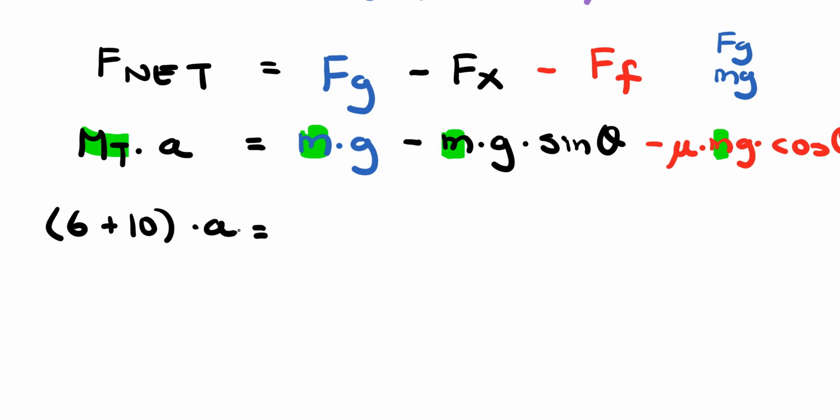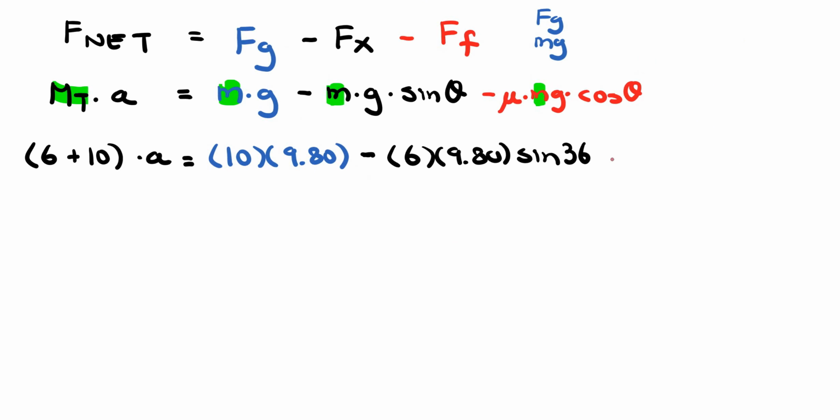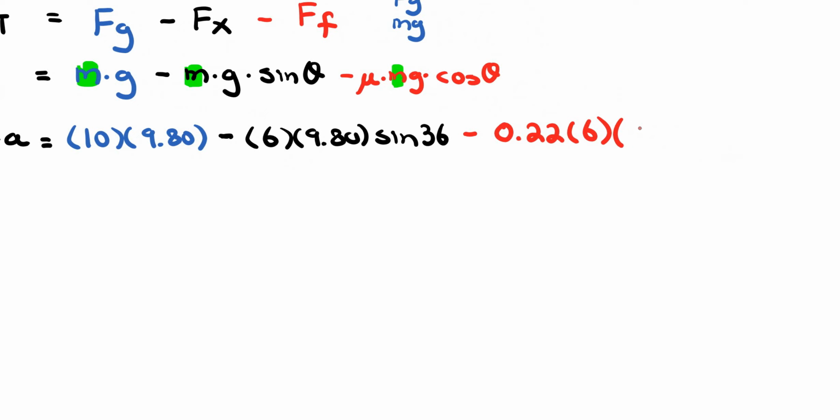And now I have mass times the acceleration due to gravity here. This is the heavier object, which is 10 times 9.80. Okay, and then the mass over here is the mass on the incline, right? So this is going to be 6 times 9.80 times sine of the angle, so sine of 36 degrees. And then minus the coefficient of friction, which is going to be 0.22, times the mass of the object on the incline, which is 6 kilograms, times 9.80 times cos of the angle, so cos of 36 degrees.